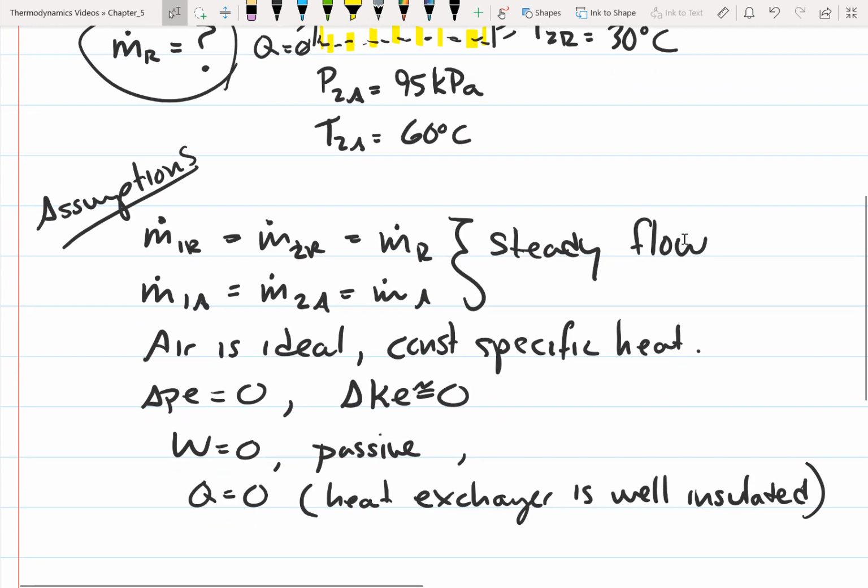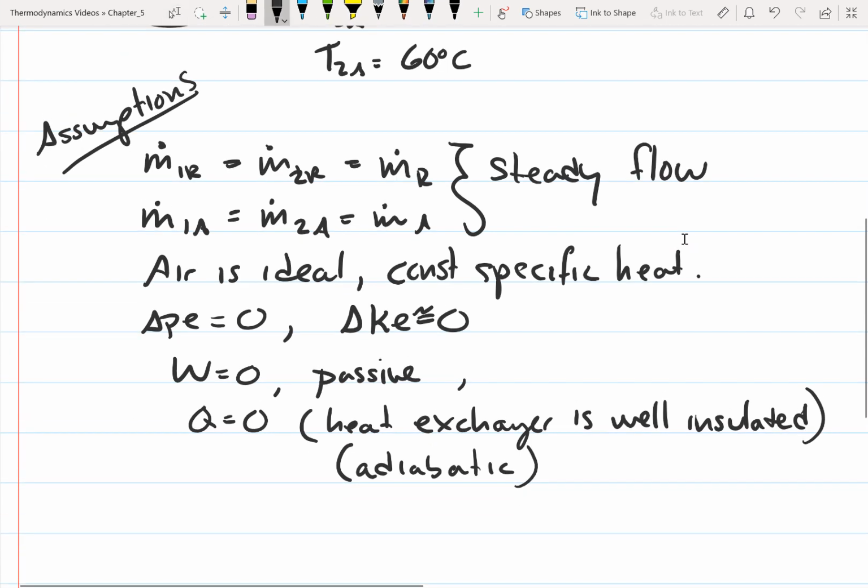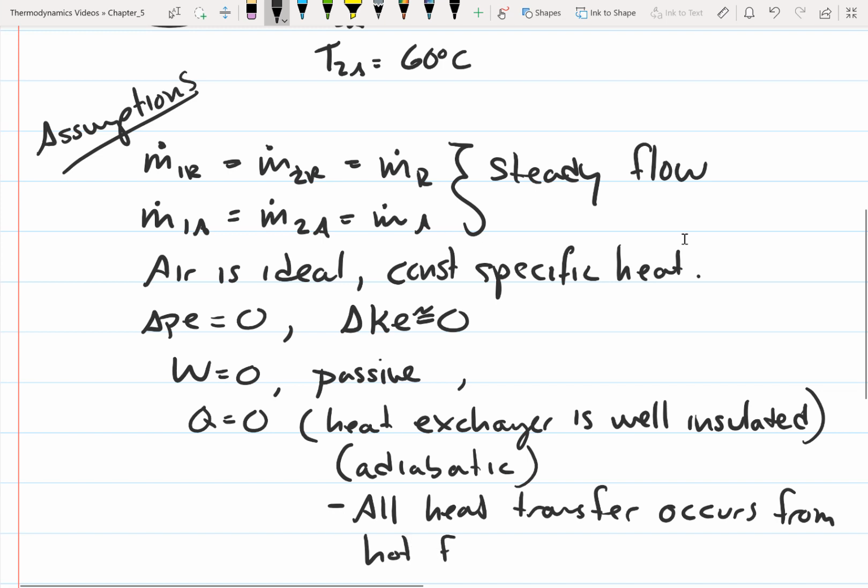So basically we're just going to assume that the heat exchanger is well insulated and there's no heat transfer to or from the heat exchanger. So this means that it's adiabatic. And so all heat transfer occurs from the hot fluid to the cold fluid.